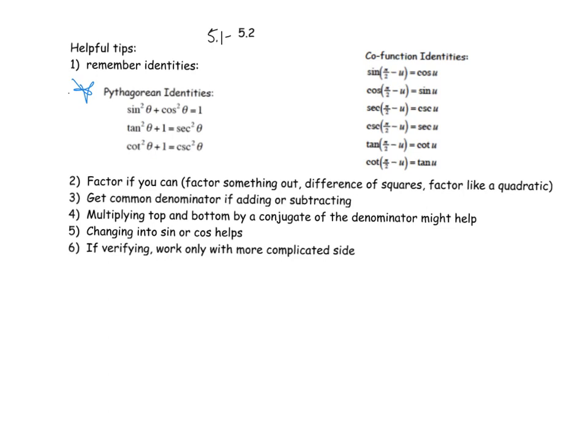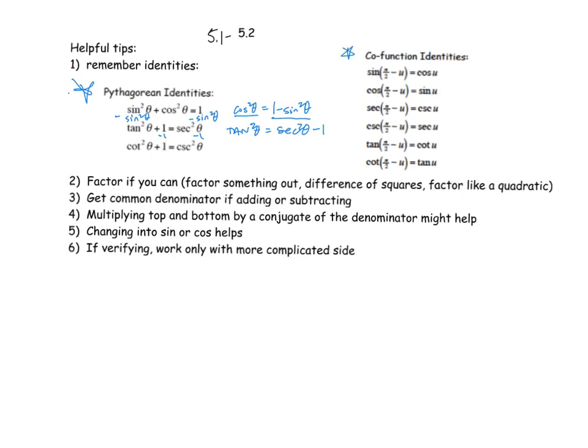So for example, I could subtract sine squared from both sides, and then my result would be cosine squared theta is equal to 1 minus sine squared theta. So if I ever saw 1 minus sine squared theta in a problem, I could replace it with a cosine squared theta. Same thing goes with all of those. For example, here we could subtract 1 from both sides, and then tangent squared theta would equal secant squared theta minus 1.